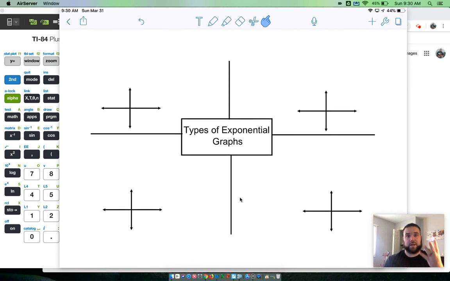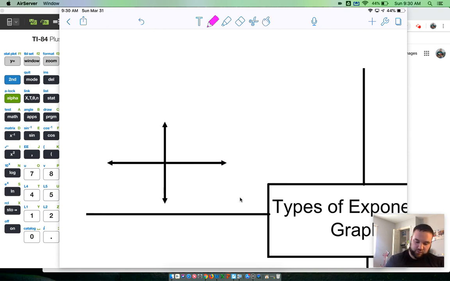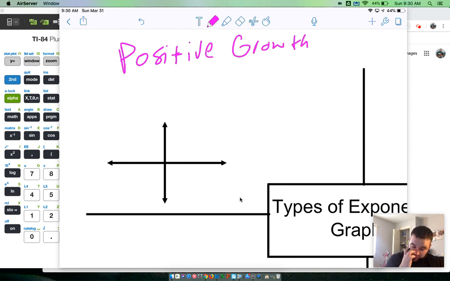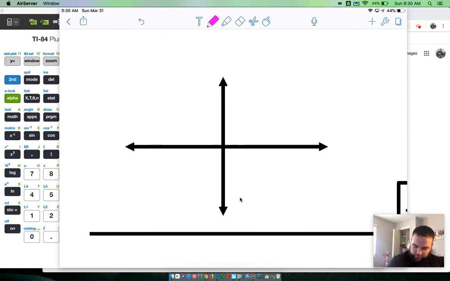So, 4 types of exponential graphs. Just a little graphic organizer real quick. The first one is positive growth. You might say, why positive? But we'll look at it. Positive growth means that you are starting at a positive number. And since it's growth, that means the b value is greater than 1. So a graph of positive growth is going to look something like this.